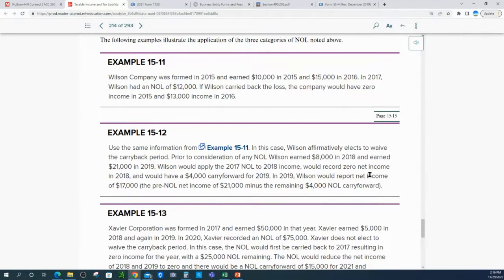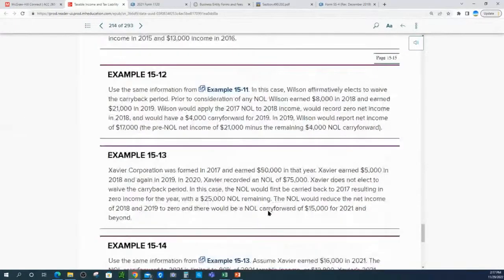Same information, but Wilson affirmatively elects to waive the carryback period. Prior to consideration of any NOL, they earned $8,000 in 2018, $21,000 in 2019. So again, it's a 2017 NOL. So they would apply $8,000, zero income for 2018. In 2019, they'd have $4,000 left to apply to the $21,000.